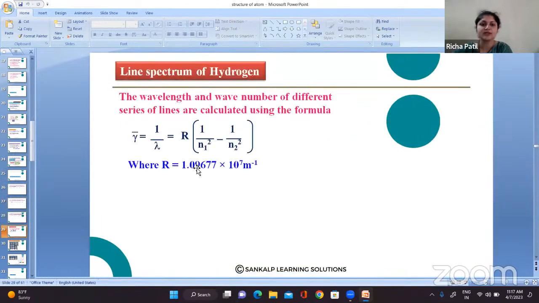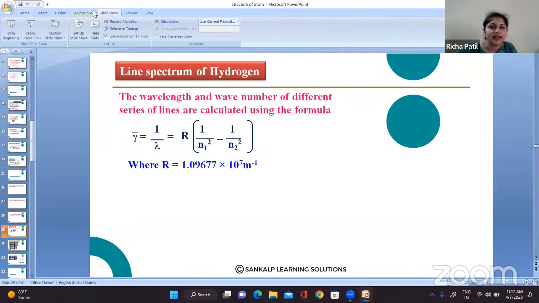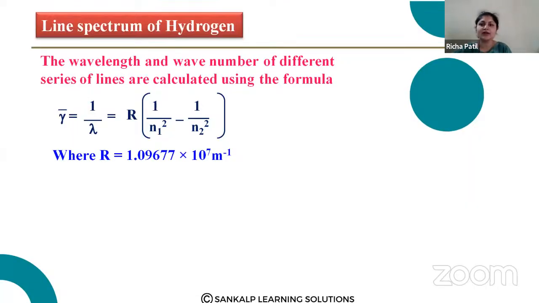Today we have to start with the line spectrum of hydrogen. So what is the line spectrum of hydrogen? The wavelength and wave number of different series of lines can be calculated by using this formula, which is given for that purpose. How is the line spectrum of hydrogen obtained?